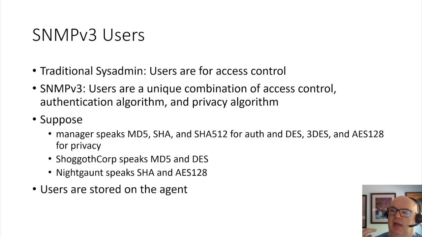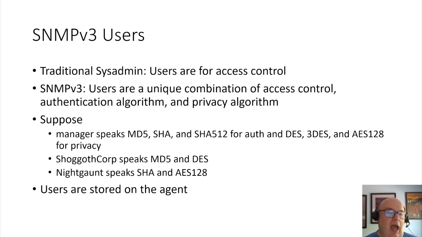Most sysadmins experimenting with SNMP v3 go wrong because they leap straight to the agent and defer the issue of user management. This is exactly backwards. You must start your SNMP v3 with users before even touching agent access control. And really, in traditional systems administration, users are just an access control token. In SNMP v3, they are a unique combination of access control, authentication, and privacy algorithms. And this means you have to look carefully at what everything supports.